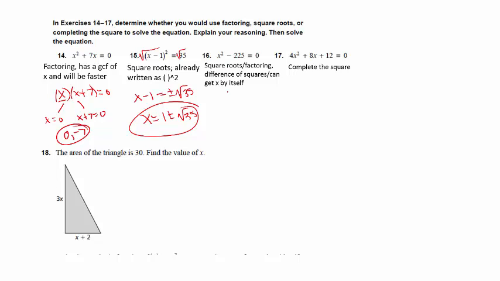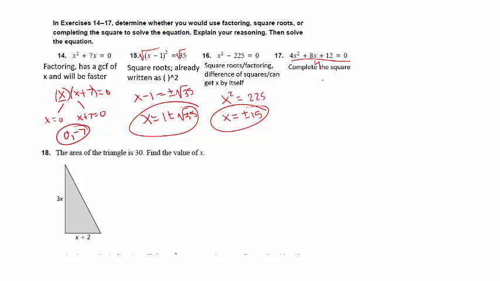I think I'm going to use the square root method for this one. I'm just going to add 225 to the other side and then take the positive and negative square root of both sides and get positive and negative 15.